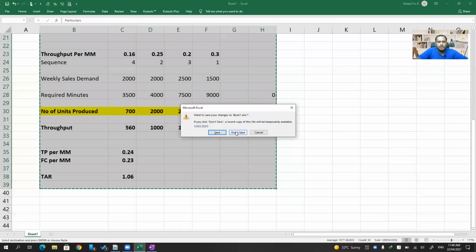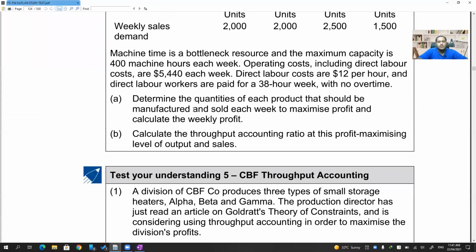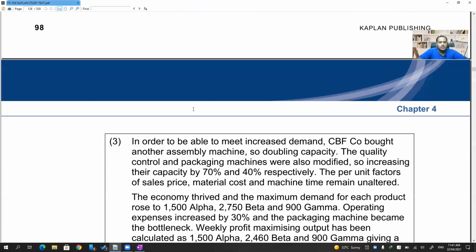I'm going to close this. Chalo, what else is left?